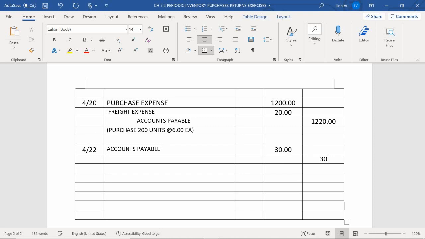Ah, $30. I get it. It's just the 20% off, because you already owe them for the original amount. So you're taking off only $30. What account am I going to use to reflect this discounted amount? The purchase returns and allowances. Good, because in this case, this is the allowance part.